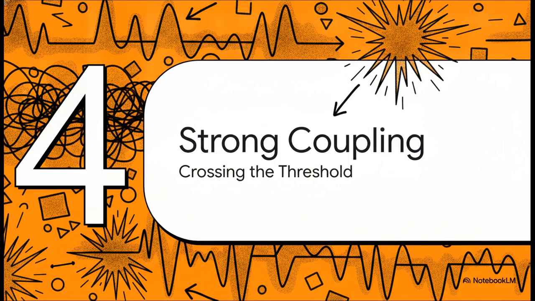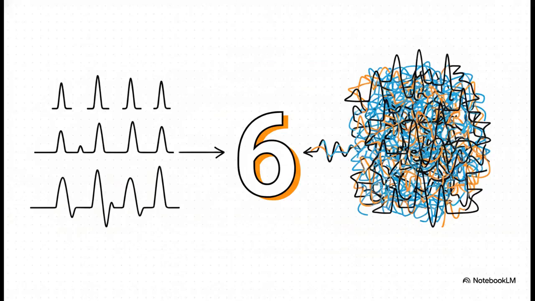All right, Section 4, when strong coupling happens, crossing the threshold. But what happens when those neat mathematical rules completely break down and the spectrum becomes basically unreadable? Well, it all comes down to a single magic number, and that is the delta nu over J ratio.